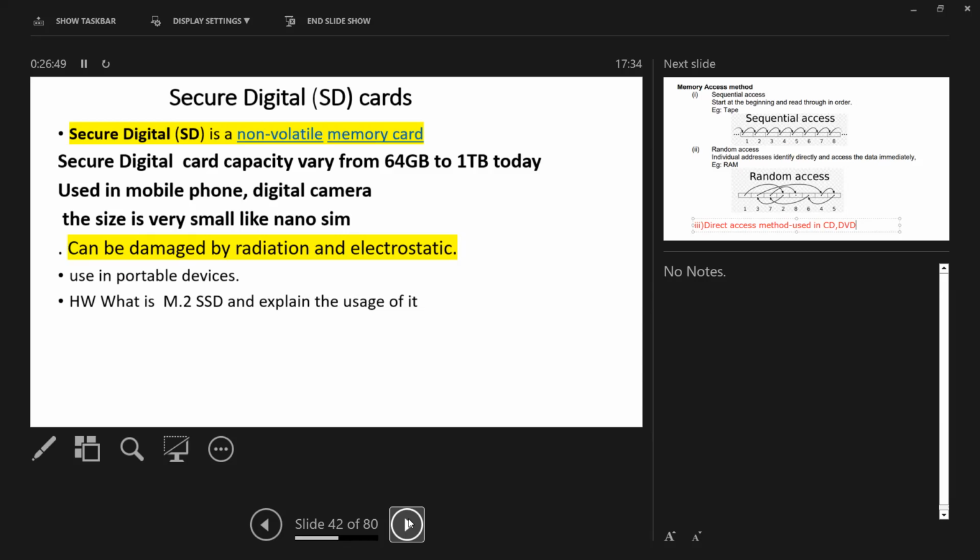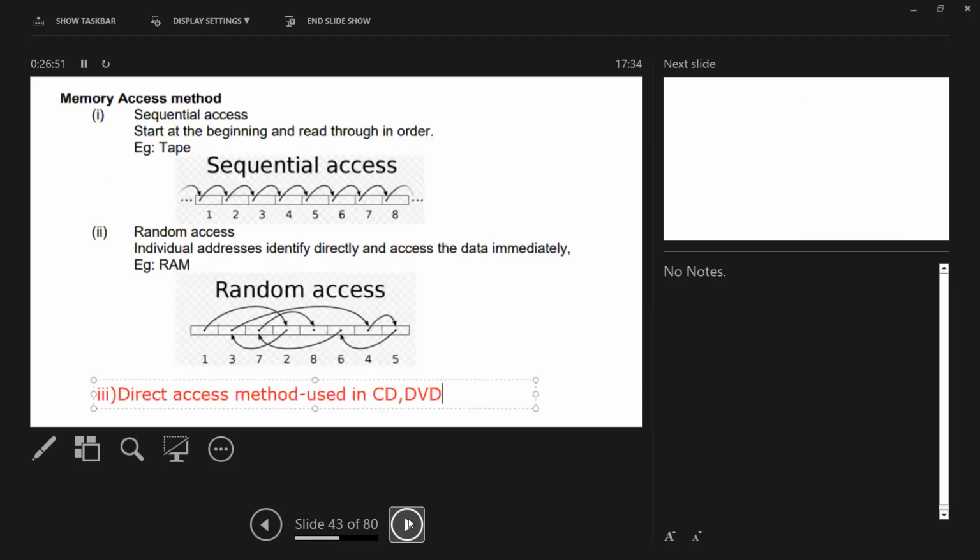Then there's one more topic: memory access methods. We will discuss three types of memory access methods. The first one is sequential access, which reads one after the other. You can remember the cassette tapes. In sequential access, you start at the beginning and read through in order, one after the other.